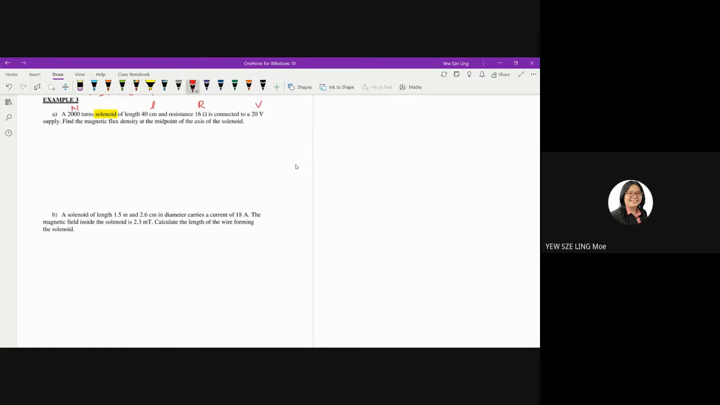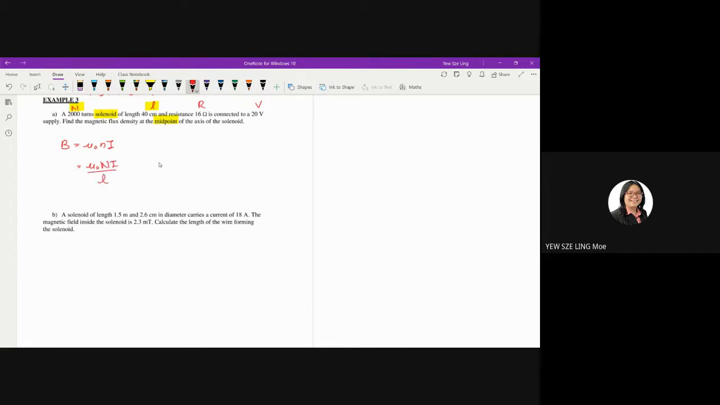Aha! This question is a bit special. You're given resistance and also power supply. Find the magnetic flux density at midpoint, you see? Midpoint of solenoid, center of solenoid. For instance, you know the equations to be used is B equals to mu naught ni. Now, of course, these equations cannot be used straight away. Why? Because you don't have small letter n. But what you do have is the capital letter N and L. Therefore, we're going to expand these equations into mu naught NI over L.